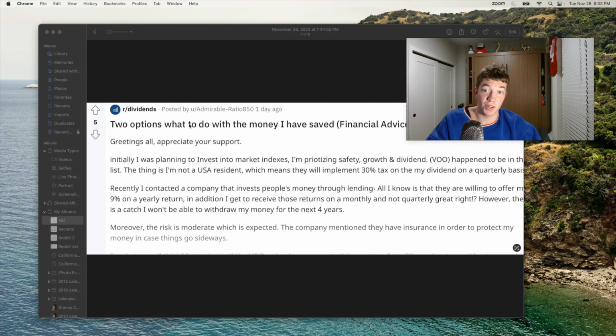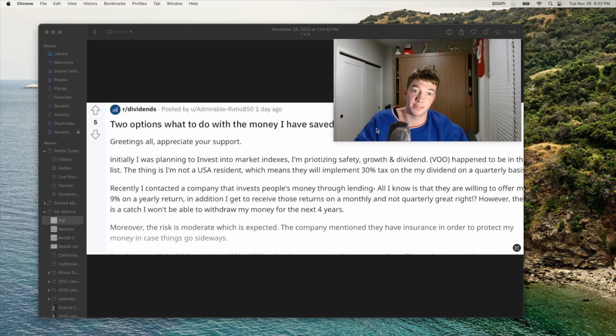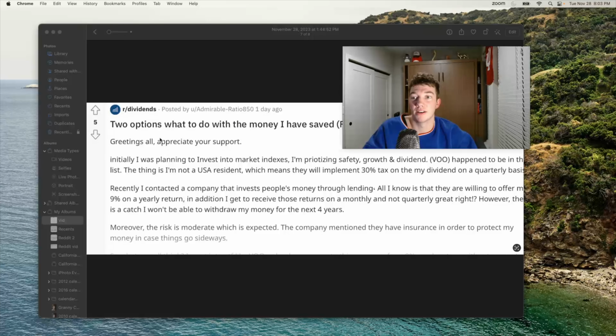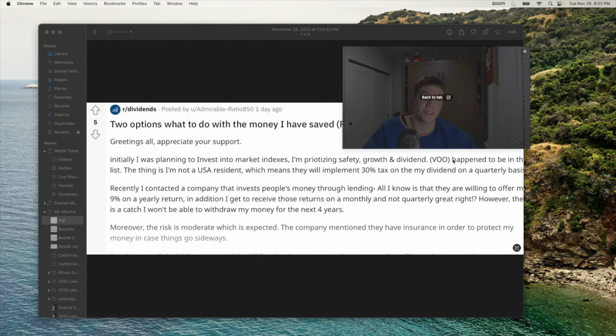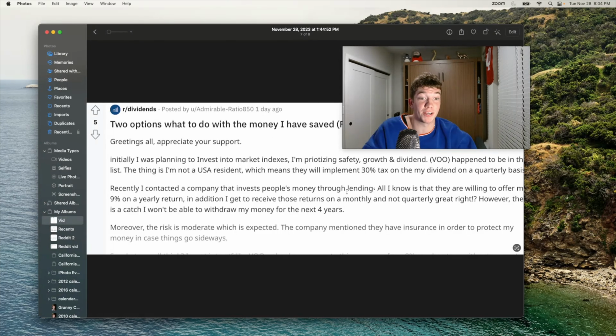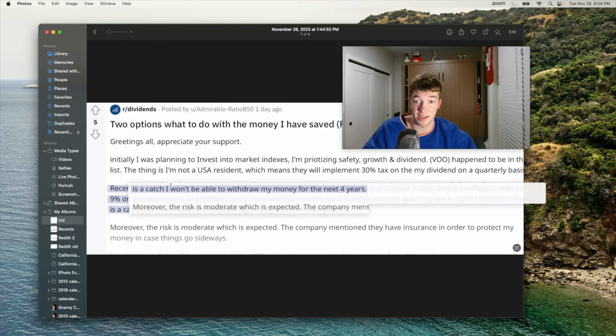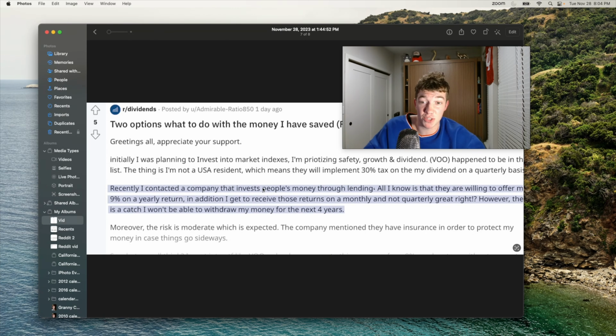Two options. What do I do with the money I have saved? Okay, financial advice. Greetings all. I was planning to invest in market indexes, prioritizing safe growth and dividend, VOO. And then he contacted a company that invests people's money through lending. All I know is they're willing to offer me 9% on a yearly return. I don't know this full story. I really don't know this guy's full story, or what type of relationship he has with said company.